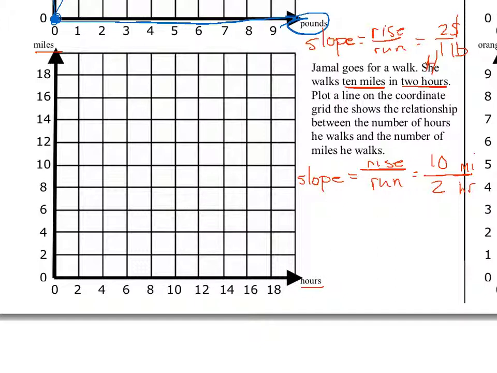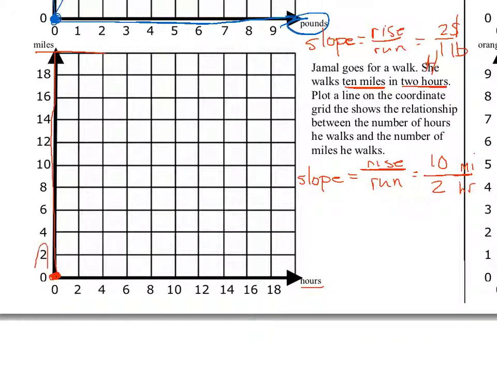Now, obviously, if he's not spent any time walking, he's gone how many miles? 0. Okay, so our starting point's here. Now, I want to rise 10, run 2. So I'm going to go 1, 2, 3, 4, 5, 6, 7, 8, 9, 10, run 2, right? No. Why not? William. Because it's not like 1, 2, 3, it's like 2, 4, 6.